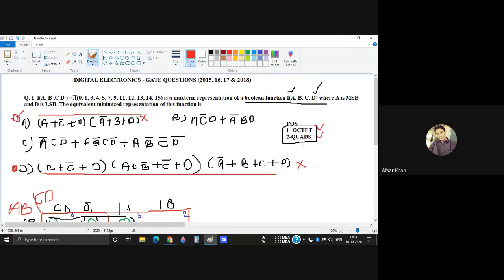Students, see, if you look at one octet, there should be one variable, yes or no? Three variables will be eliminated in an octet. So do you see any single variable expression here? No. Means your options A and C are discarded. Are you getting, students?